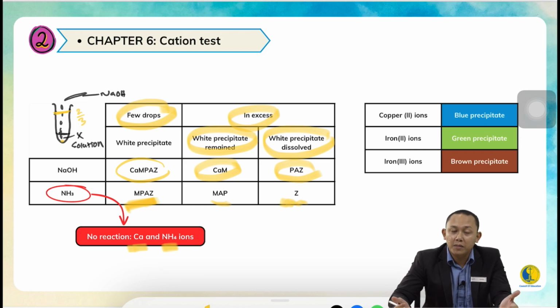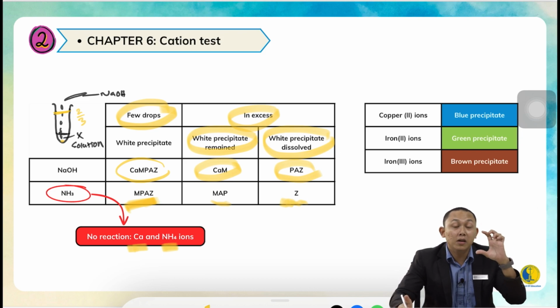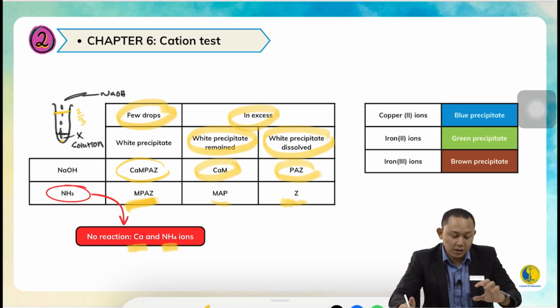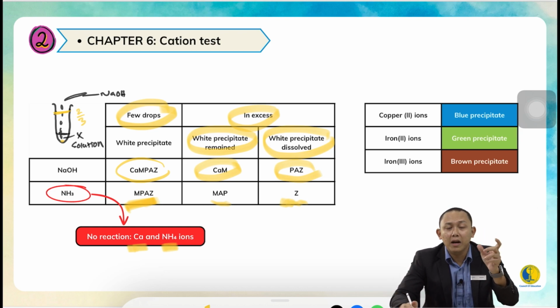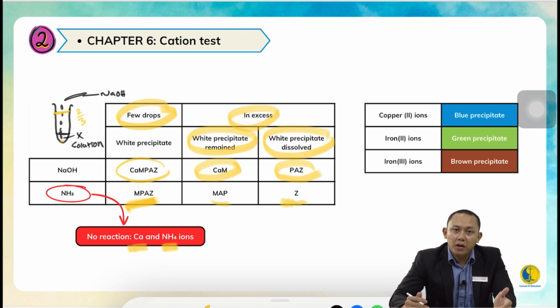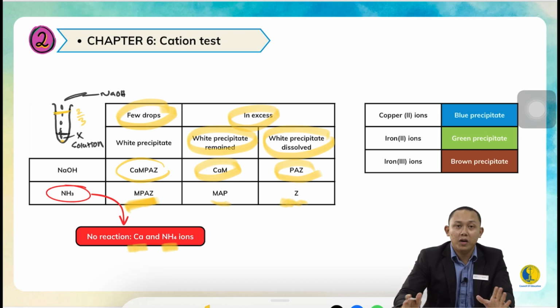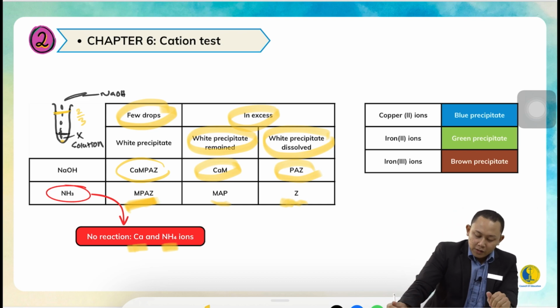If you see a blue solid precipitate occur when you add a few drops of these 2 solutions, it might contain copper 2 ions. If you add a few drops of these 2 solutions and suddenly you see a green precipitate, that salt might contain iron 2 ions. And lastly, if you see a brown precipitate, meaning a rust-colored one, your unknown salt might contain iron 3 ions.